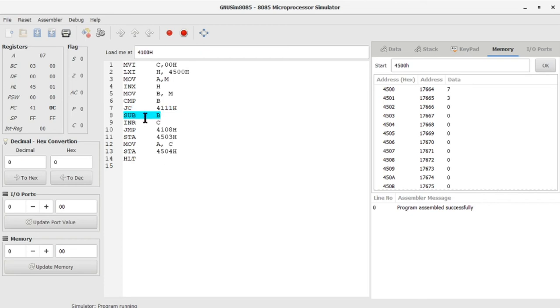It is subtracting B. So subtract 7 minus 3 and store it again in accumulator. So you get 4. SUB B is subtract B register from the accumulator. Increment C. So we have C register here, we are going to increment it by 1. Jump to 4108H, you are jumping back to 4108. Now again compare, 4 and 3, comparing, no, there is no carry at all.